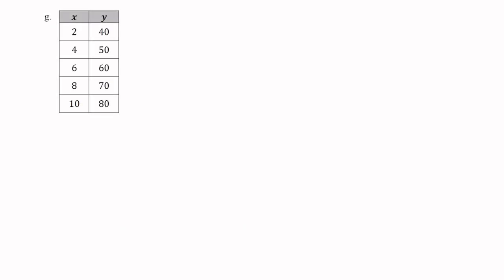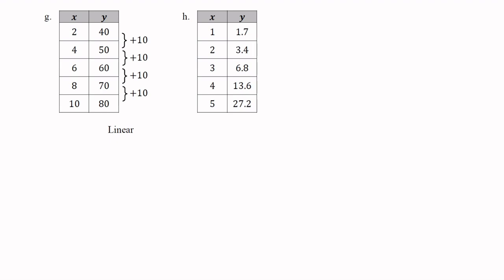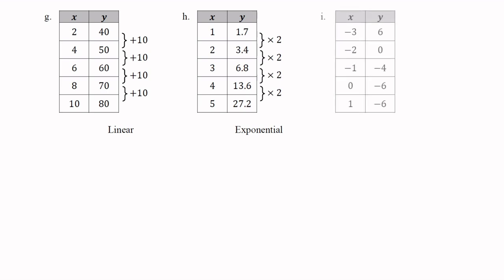In this table, we have y values that are increasing by 10 each time, so it's linear. In this table, we have y values that are multiplied by 2 each time, so it's exponential. And in this one, if we look at the first differences, no pattern is here, but if we look at the second differences, we have a constant second difference, so this is quadratic.